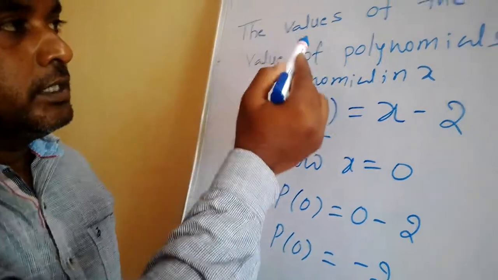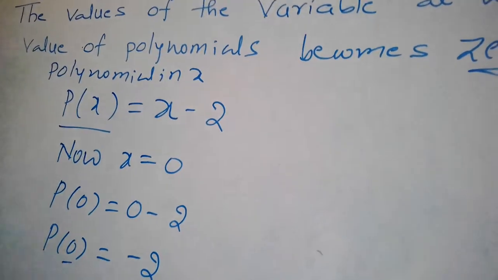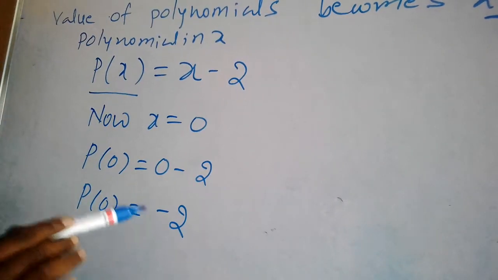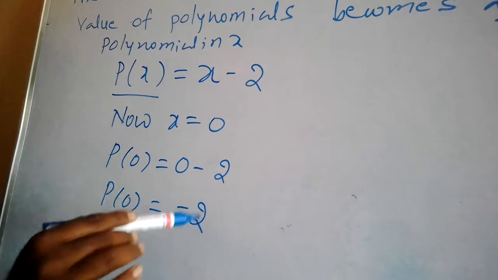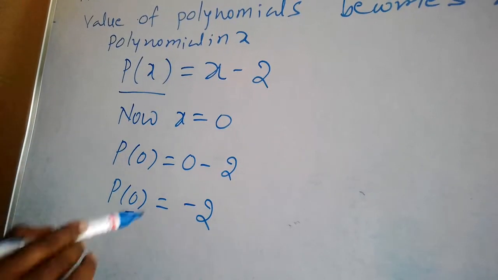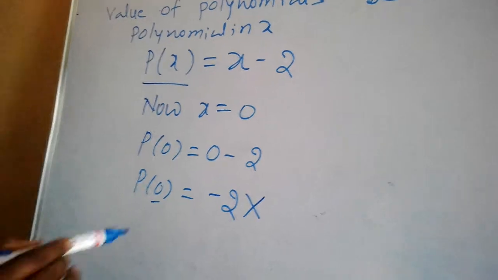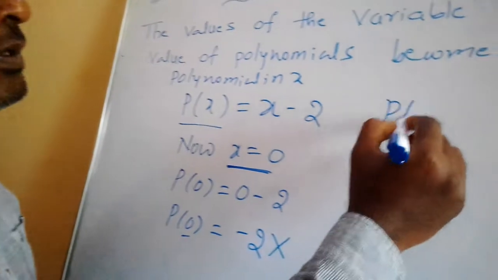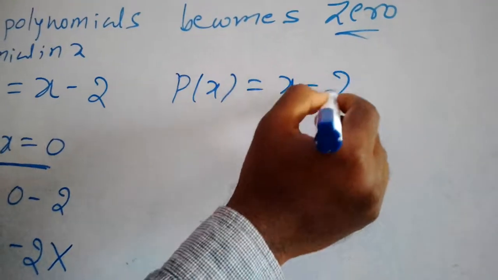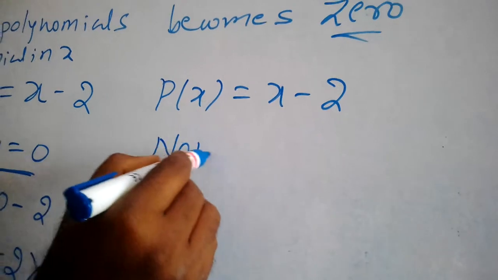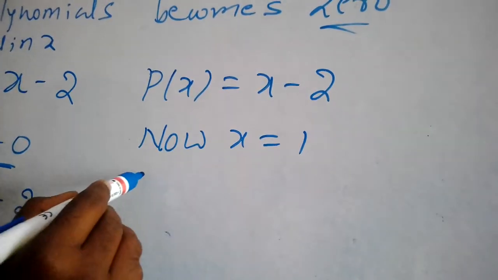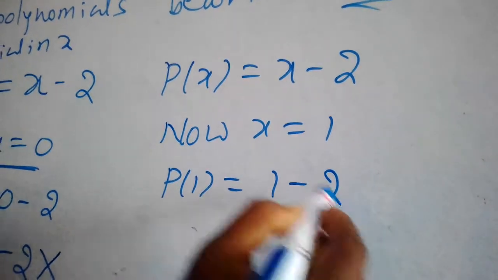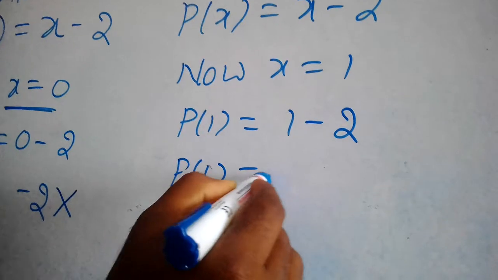Now check the definition. The value of the variable is 0, at which the value of the polynomial becomes 0. Is there any 0 here? No. We can't get 0 by this example, so this value is not a zero of the polynomial. Next one. P of x is equal to x minus 2. Now substitute x equal to 1. P of 1 is equal to 1 minus 2, so p of 1 is equal to minus 1.